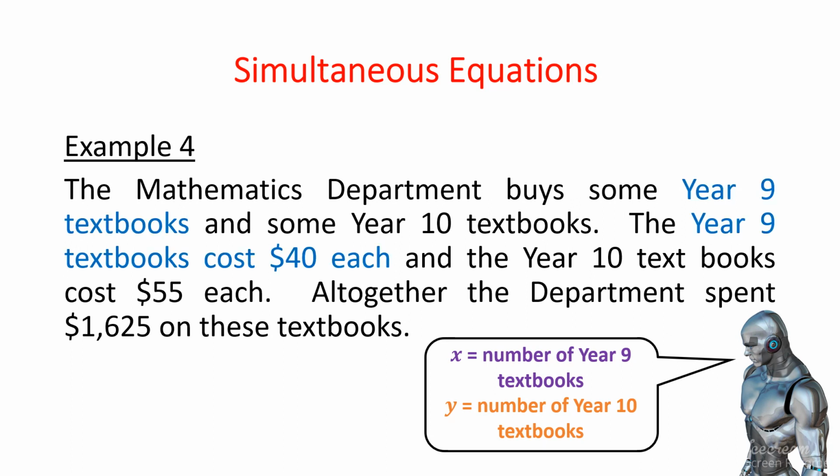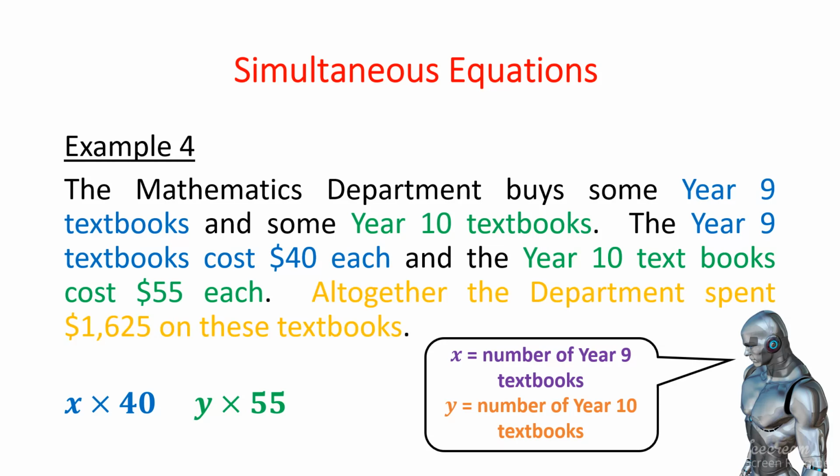Right, let's start off. There are Year 9 textbooks and they cost $40 each. So we're going to write this statement. X is how many Year 9 textbooks we buy times $40. So it's how many textbooks times the $40. That'll give us the cost for Year 9. We know the Year 10 textbooks cost $55 each, so we're going to go y times 55. Y is how many Year 10 textbooks times 55.